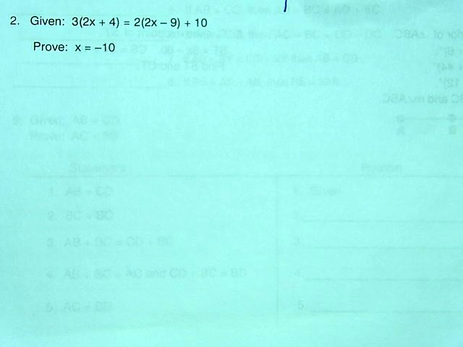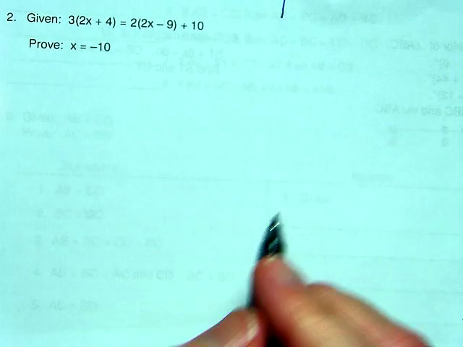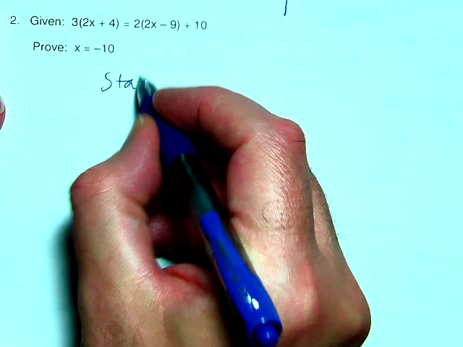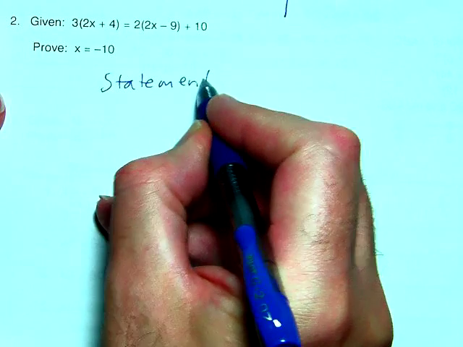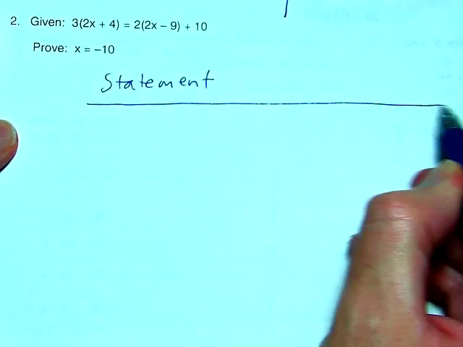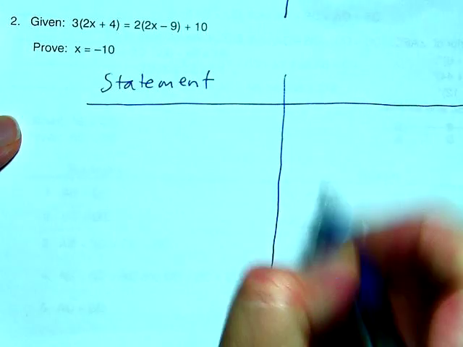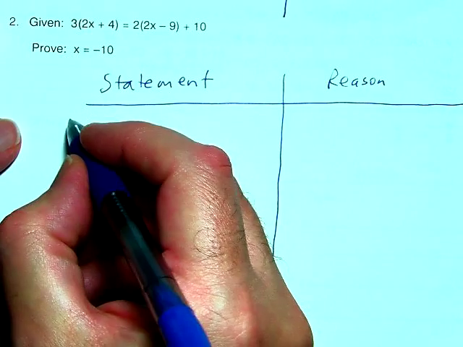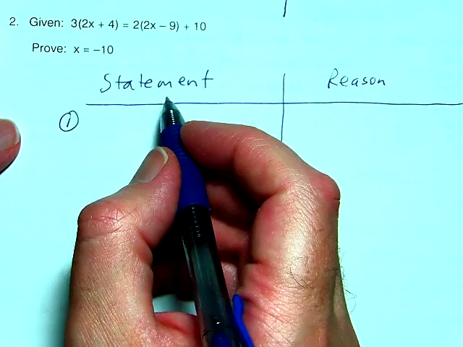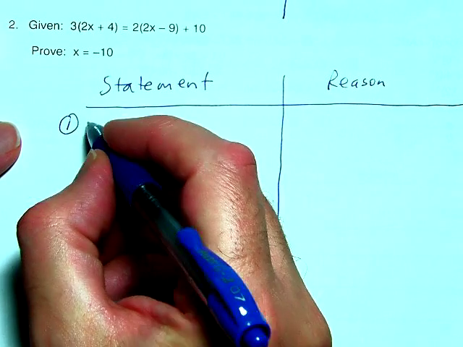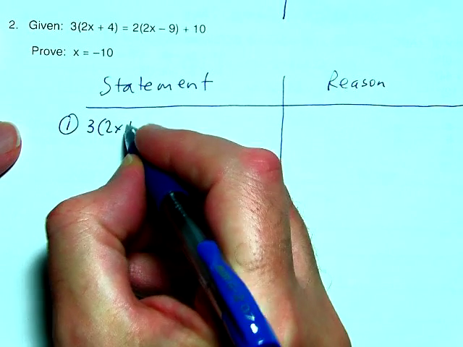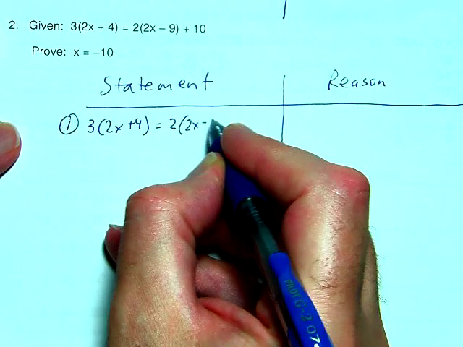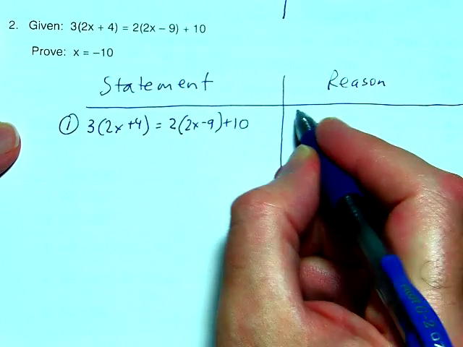So we're going to go ahead and do the second proof very much like the way we did the first. We have to write a two-column proof. So we're going to have a statement, and we're going to have a reason for each step that we do. Let's start by repeating what we're given: 3 times (2x plus 4) equals 2 times (2x minus 9) plus 10. And that is just what we're given.